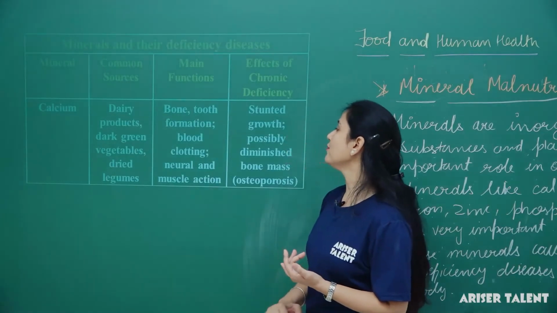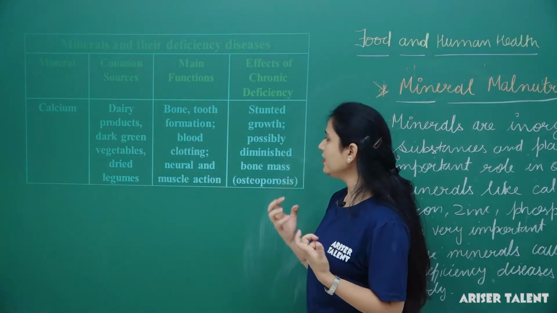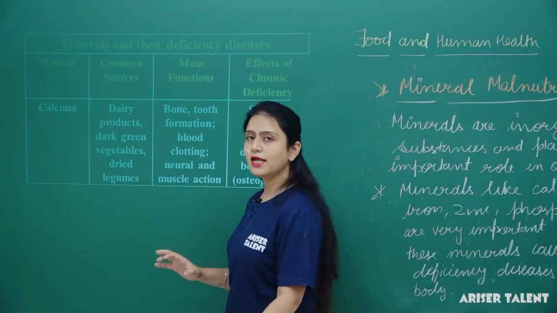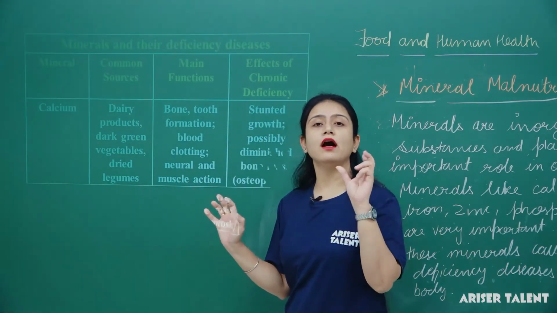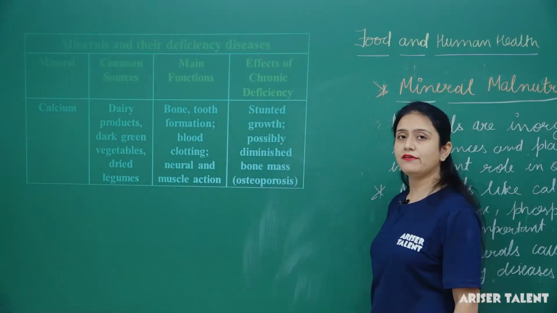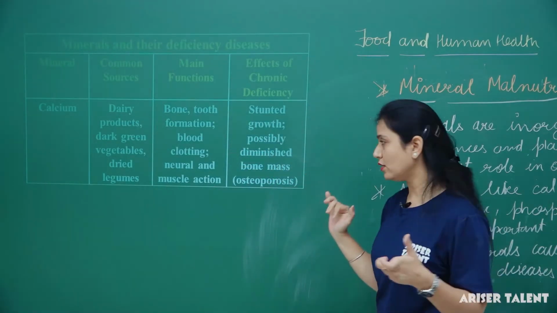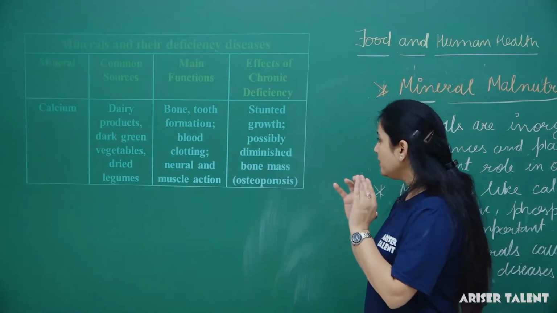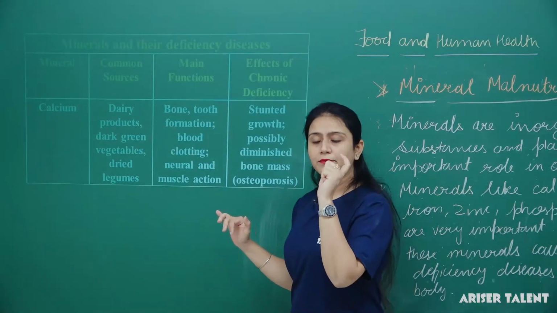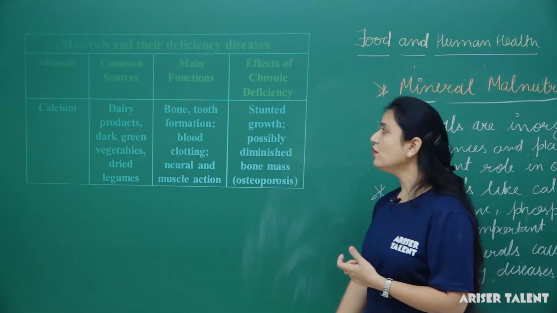Main functions: it provides strength to the bones and teeth, and helps in formation of blood, blood clotting, and neural and muscle action. Now you can understand how important calcium is for us. Effects of chronic deficiency: stunted growth of the individual and possibly diminished bone mass. Diminished bone mass means osteoporosis. When the bones become weak, that condition is known as osteoporosis.